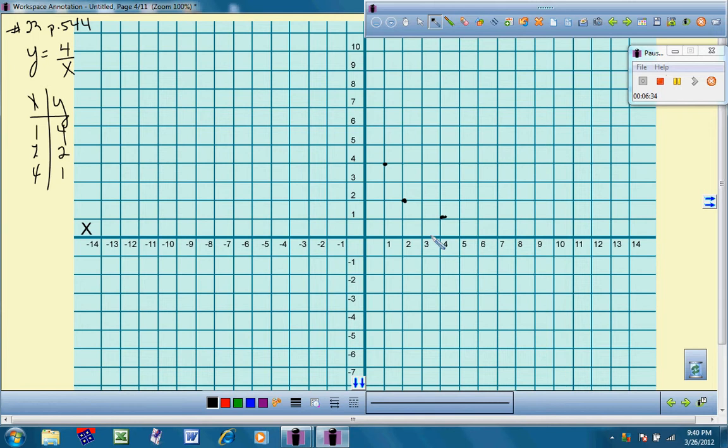Alright, now let's go ahead and do some negative values. And when x is negative 1, then y is negative 4. So we're going to do negative 1, negative 4. When x is negative 2, y is negative 2. So now we can do negative 2 and negative 2. When x is negative 4, y is negative 1. Negative 4, negative 1.